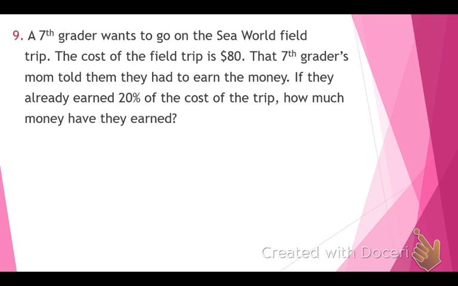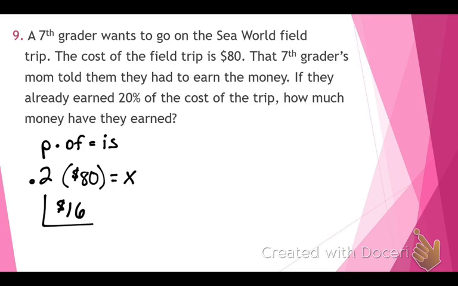Did anybody use the percent equation to figure this out? Okay. Alex, what's this percent equation? 0.2. Nope. What's the percent equation? P times of equals is. All right. Your percent was 20% and you changed it to a decimal, 0.2. Of. Is of the total or the part? The total. How much was the total cost of the field trip? $80. Okay. What is 0.2 times $80? 16. $16. A lot of you just put 16, but the answer is $16.